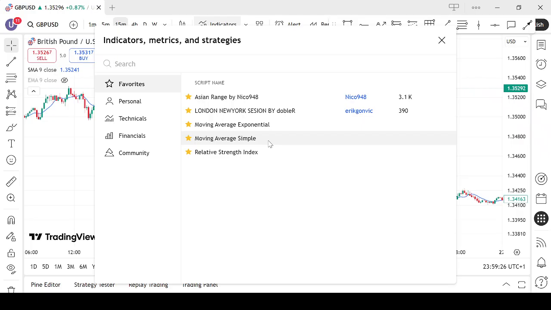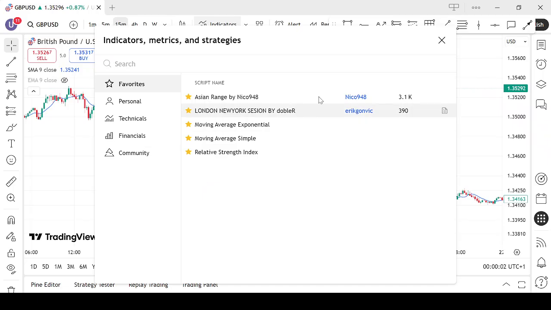For example, the 10-day simple moving average would add up the closing price of the last 10 days and divide it by 10. While the exponential moving average, unlike the simple moving average, gives more weight to recent prices, making it more responsive to recent market movements. Now, this makes it particularly useful for traders who want to react quickly to changes in the market.